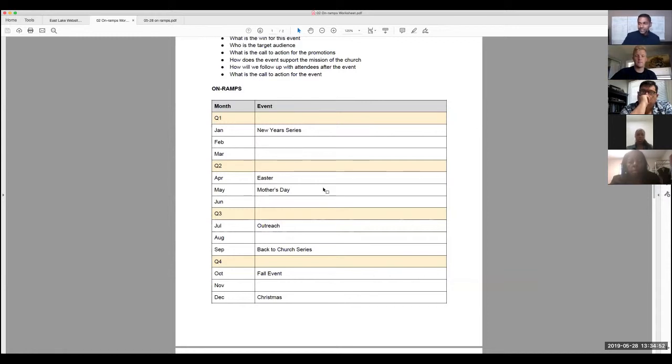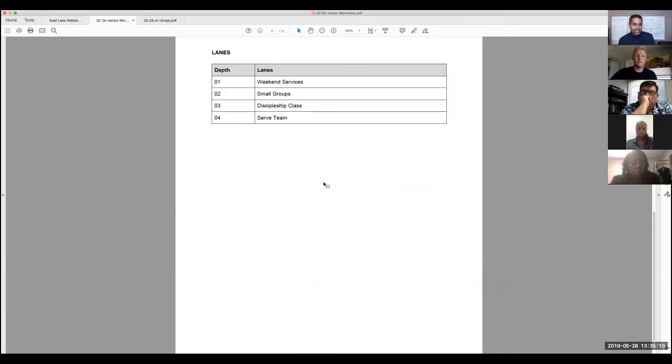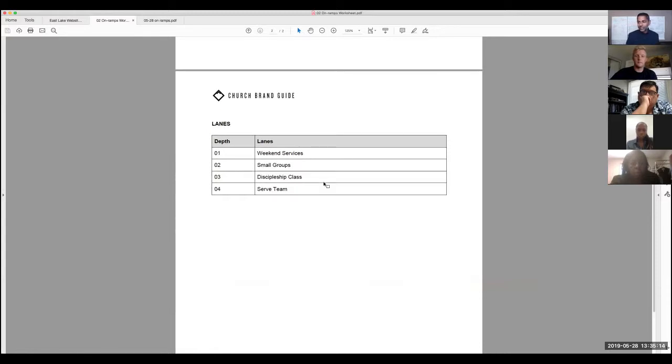And then add your own events. If you do hold a women's conference in February, make sure you put that on there and define it. Is it a lane, or is it an on-ramp for us? And do we create an event that's attractional out of it? The last thing I did, on the second page, is create some lanes, and this is a Word document, so you can edit it. I filled in weekend services, small groups, discipleship class, and serve teams. Those are the things we talked about today.